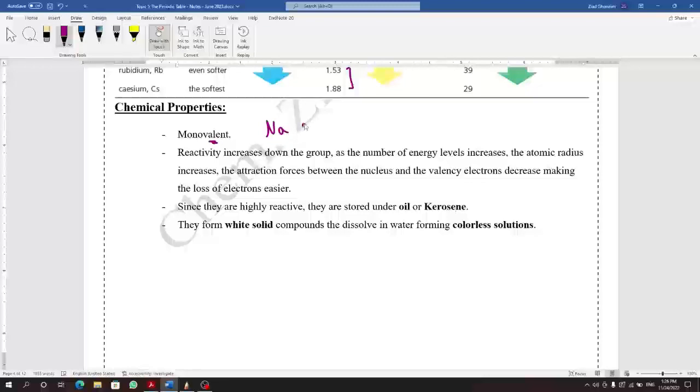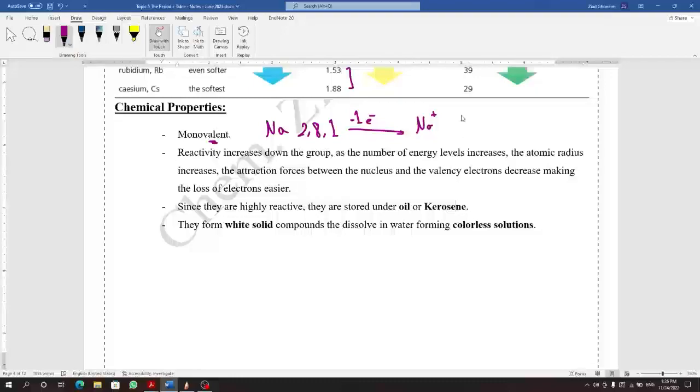Sodium, for example, has the electronic configuration 2,8,1. It loses one electron, forming a sodium ion or a cation. So it has a fixed valency of 1, so it's monovalent.